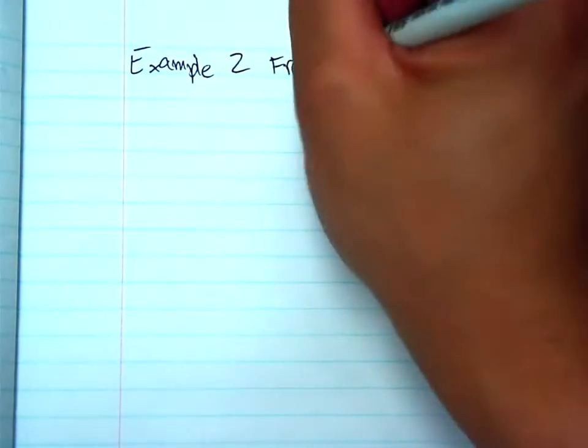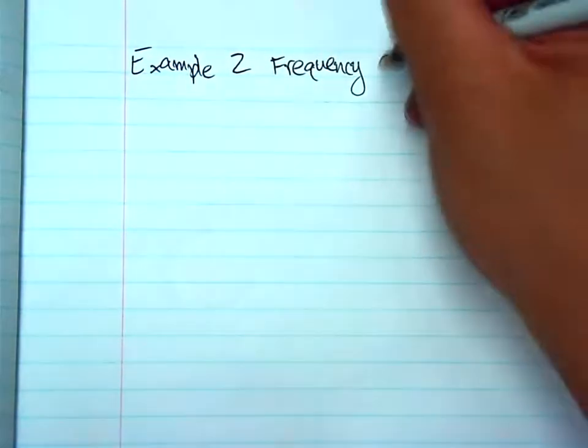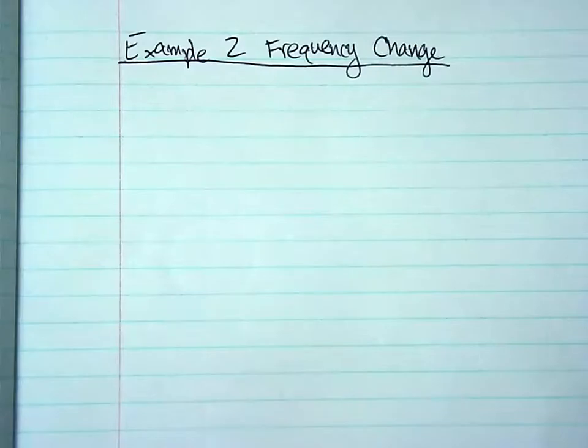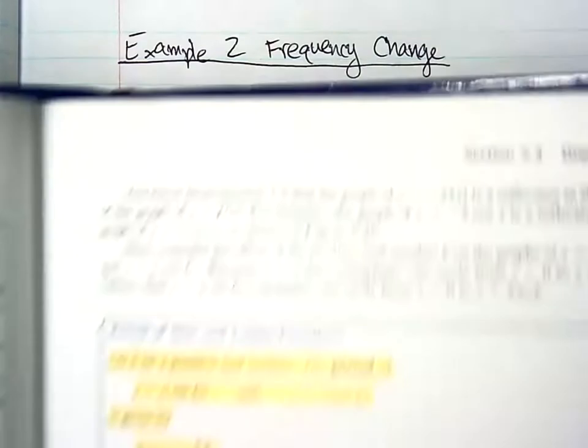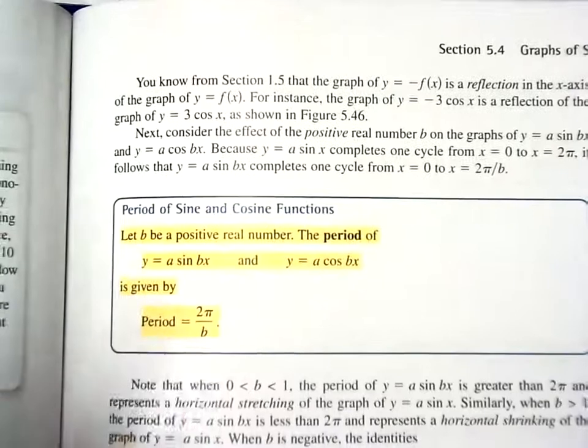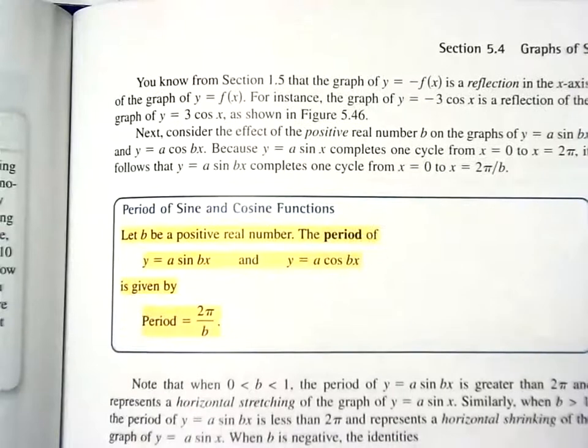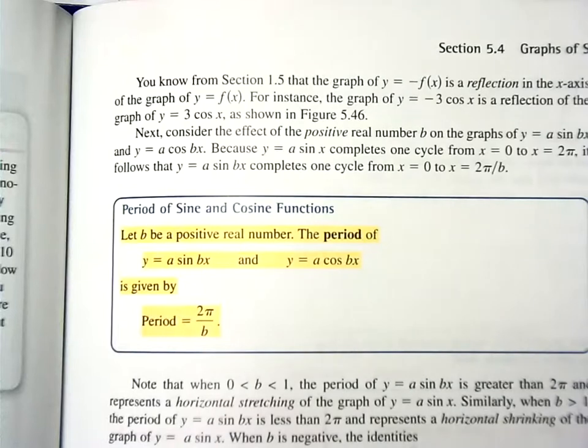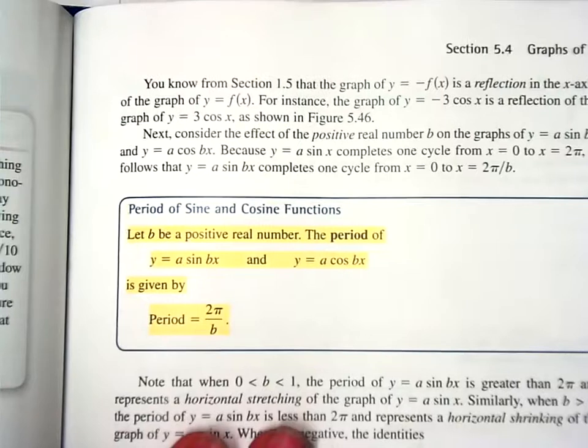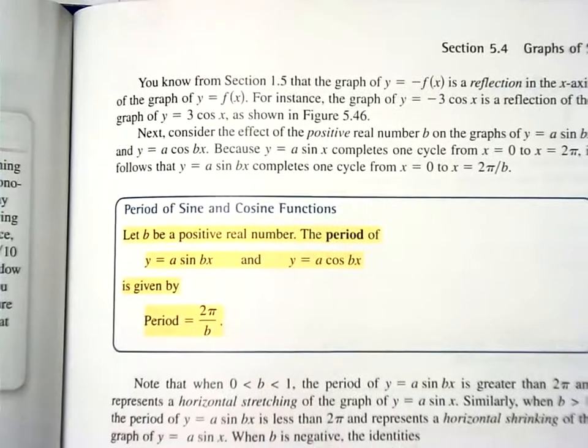Moving on now, we have example 2, where we're going to be looking at frequency change. Frequency change is a bit different, and the book calls it a horizontal stretch or shrink. And let's go ahead and first write down this definition, or this formula. So period of sine and cosine functions, where b is a positive real number, the period of all of that is given by period equals 2 pi divided by b. So b is that number that we're going to be multiplying x by.